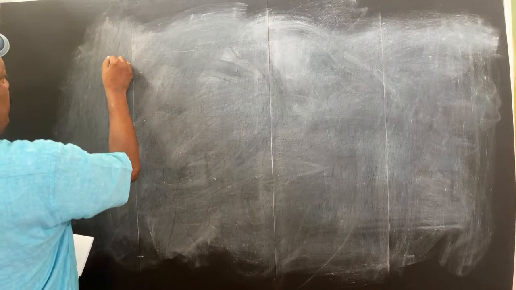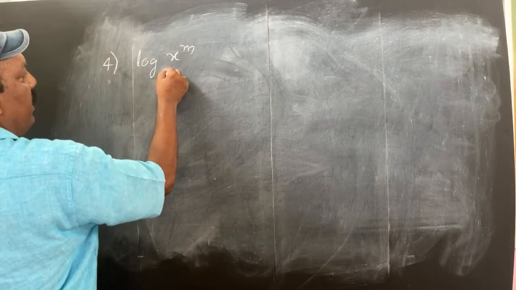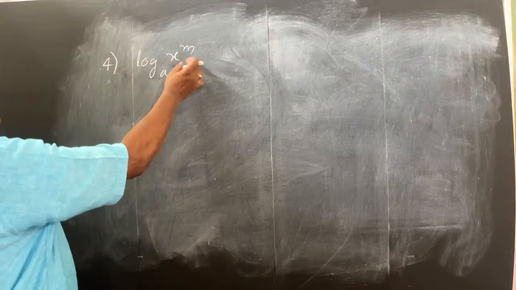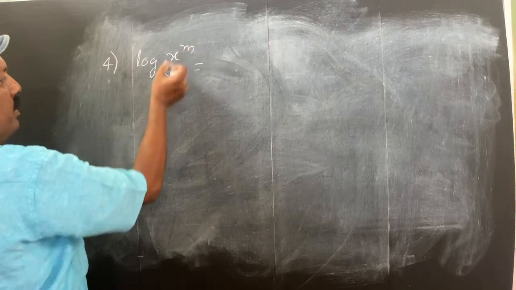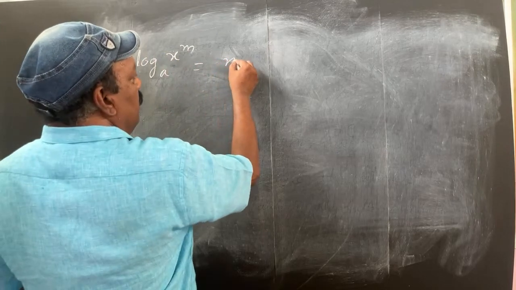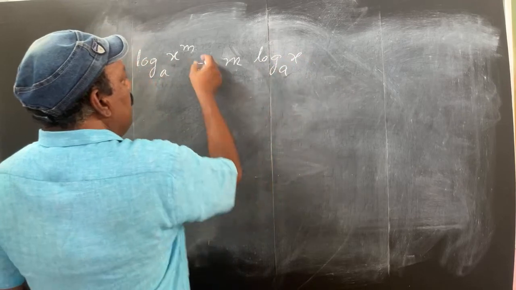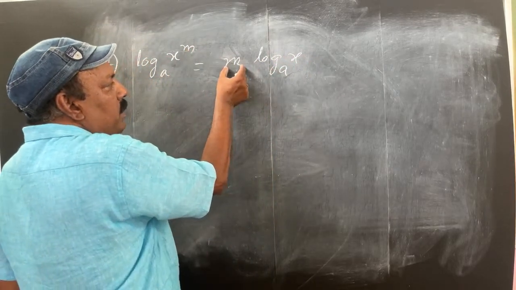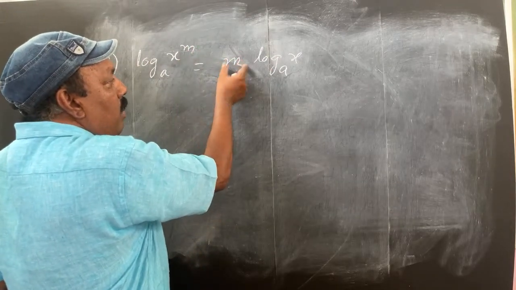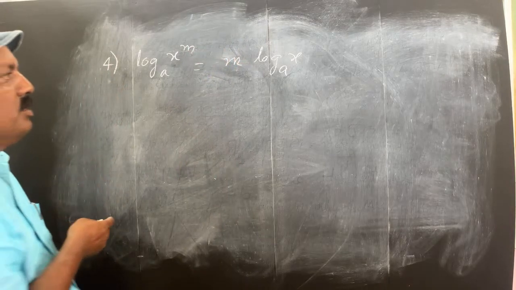Now formula number 4 is log x to the power of m base a. Here the log value is x, and it has a certain exponent power, that is m, and the base is a. Here the power will become the coefficient, that means m log x base a. The exponent becomes the coefficient of the log. The coefficient of the log we can call a character. So it became character.